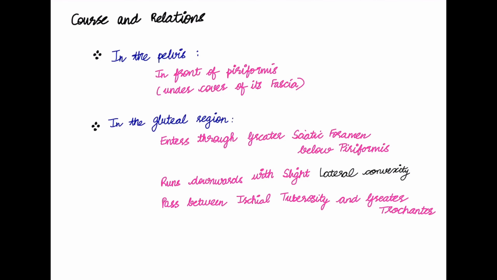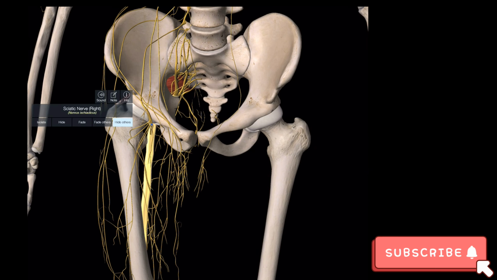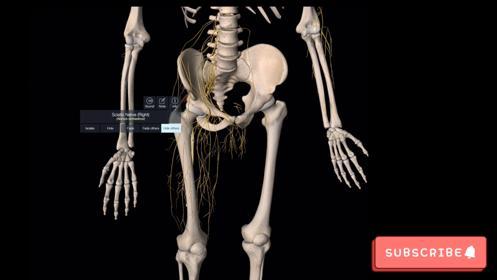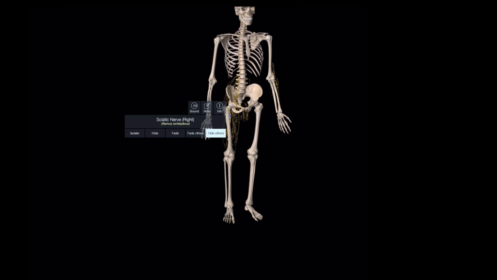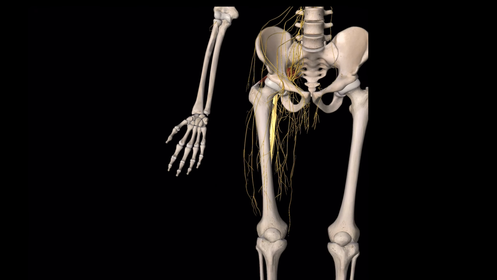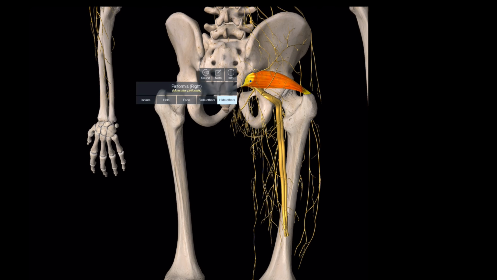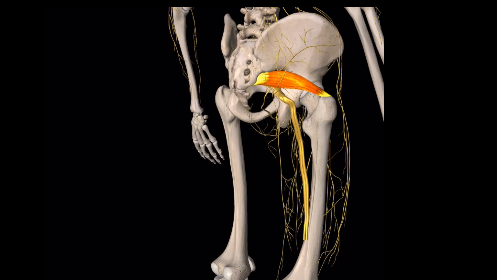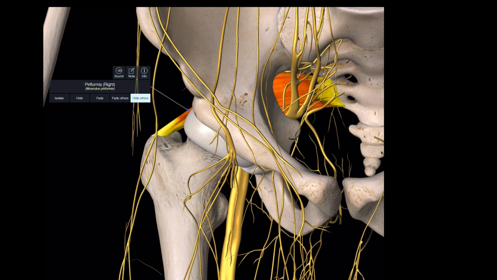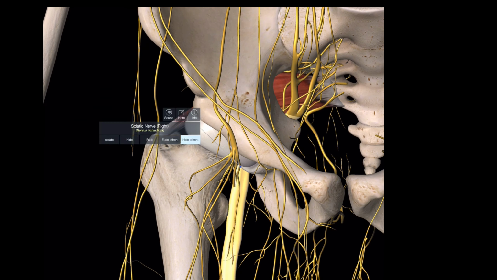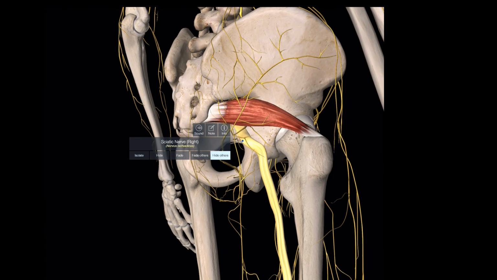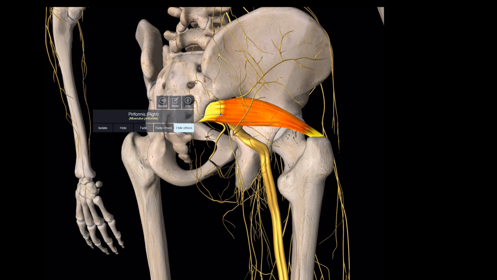Now let us look at the course and relations of sciatic. This is the sciatic nerve to orient. So this is the anterior side and this is the sciatic nerve running in the posterior side as we can expect it to be. And this is the piriformis muscle. So it arises in front of the piriformis muscle. Here you can see the origin of the sciatic nerve and then it runs below the piriformis muscle with a lateral convexity. See, it is laterally convex.